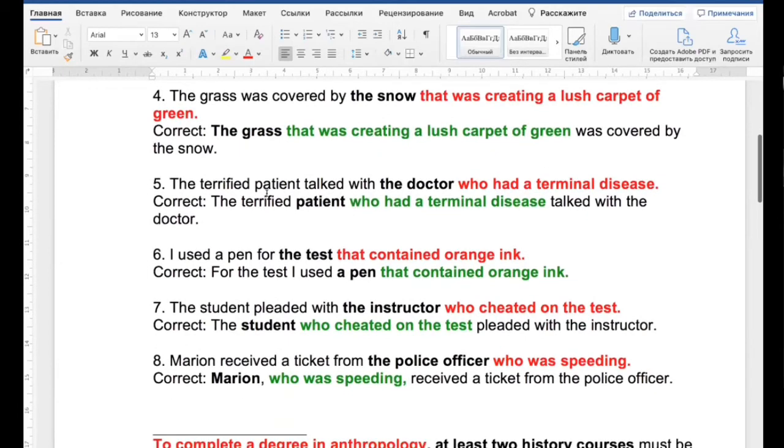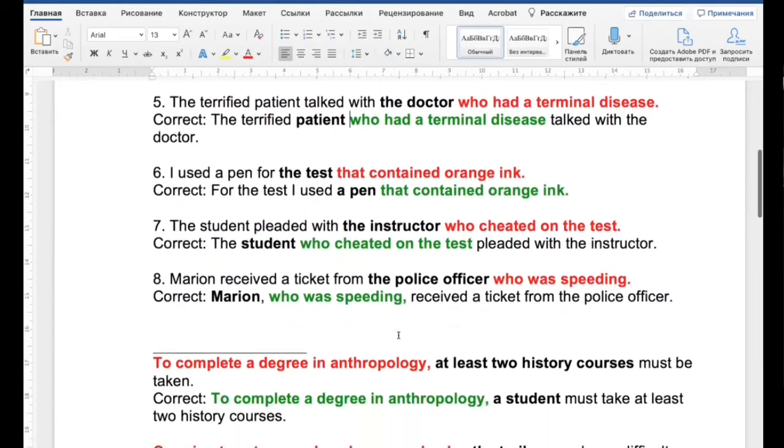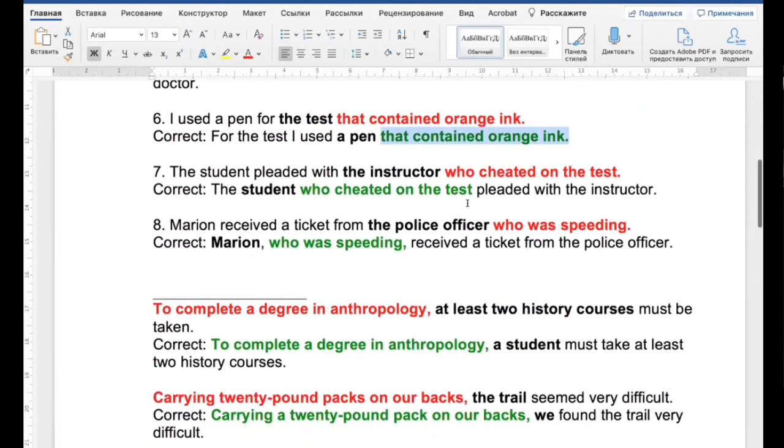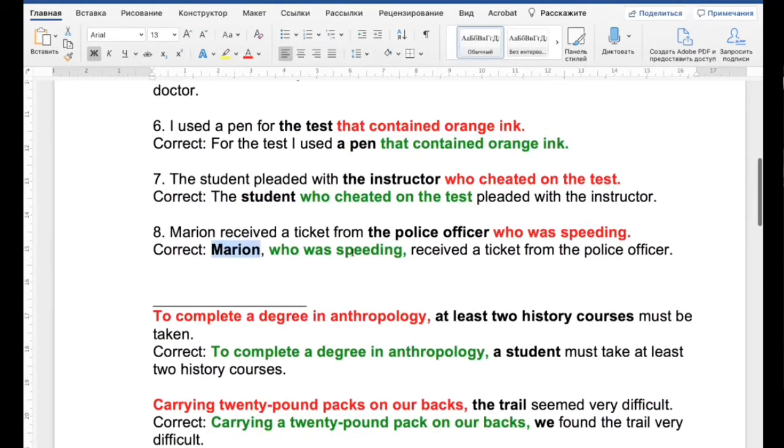Number 5, the terrified patient who had a terminal disease. You see, in the group where we discussed punctuation, here they do not suggest any commas. So again, you might think that they are necessary or not, but that would depend on your message. A pen that contained orange ink. This modifies pen, obviously. Who cheated on the test? That modifies student. And Marion, who was speeding, received a ticket.